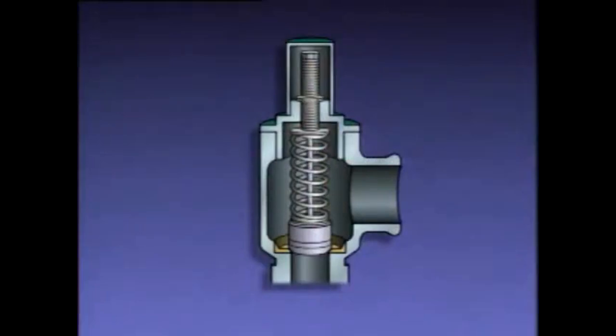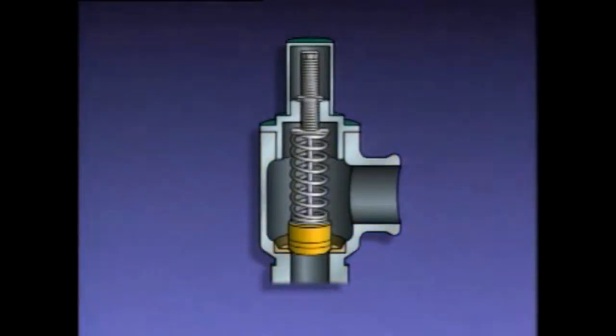A relief valve consists of a valve body, a disc, a seat, a spring, a valve stem, an adjusting screw, and a lock nut. The valve body or casing provides a path for the liquid to flow and holds the other valve parts in their proper positions. This is the valve's inlet, and this is the outlet.